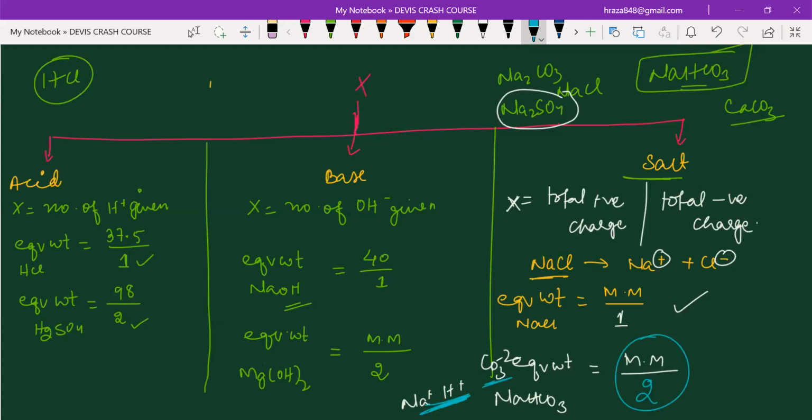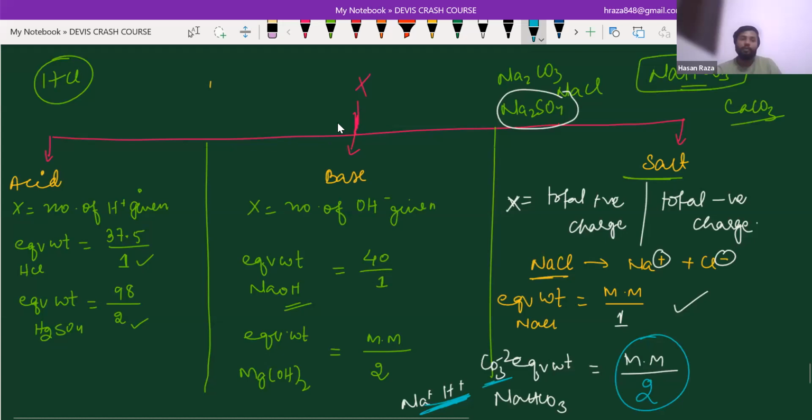So equivalent weight has a formula: molar mass divided by x, and x can be calculated like this. If you are not able to tell whether it is an acid or a base, just follow the total positive or negative charge. In redox reactions, we will deal with the n factor, then it will also be clear. And this x also depends upon the reaction. Like if I ask you a question like this, just tell me.